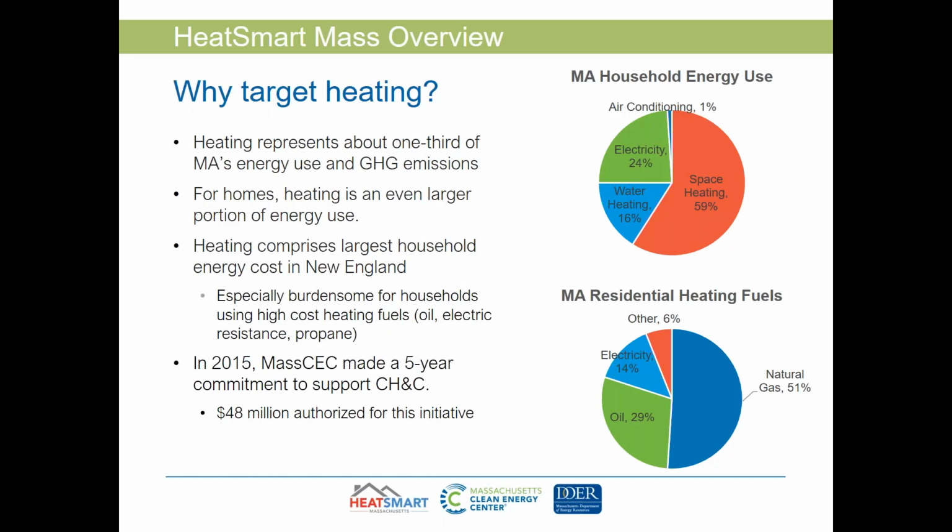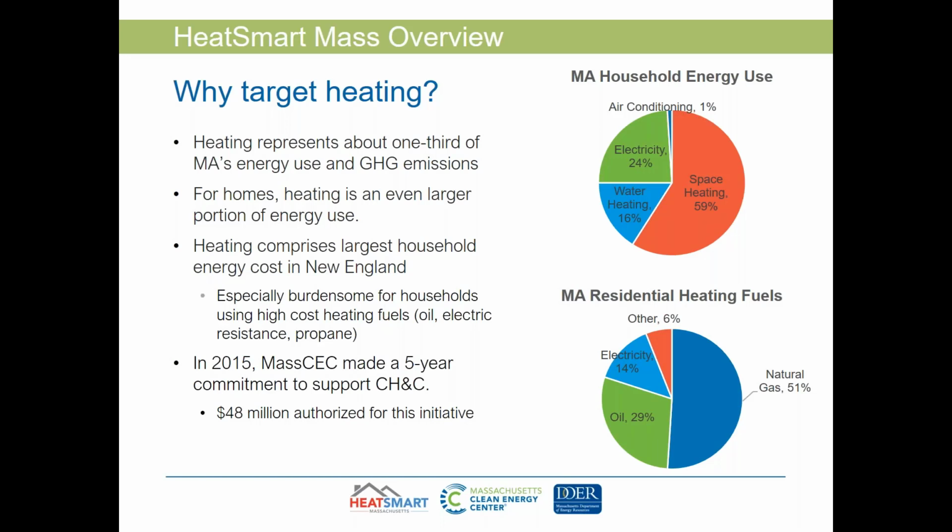And then when you further break down how we are essentially obtaining that type of heat or cooling, you can see that right off the bat, natural gas is already over 51%, oil is almost 30%. So we're still at a very high level of high carbon fossil fuel type of heating fuels. So that's something that we need to be able to target. And so this is especially burdensome on both a carbon standpoint as well as a cost standpoint, because those high cost heating fuels, oil, electric, and propane, are very burdensome for Massachusetts households.